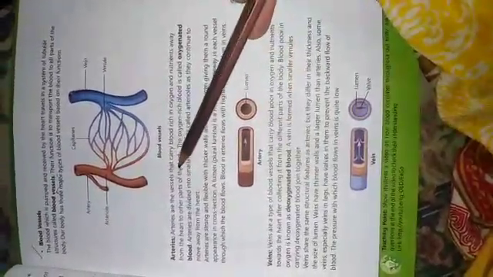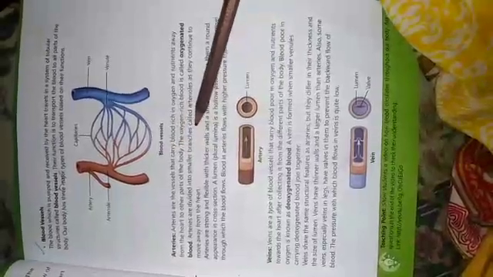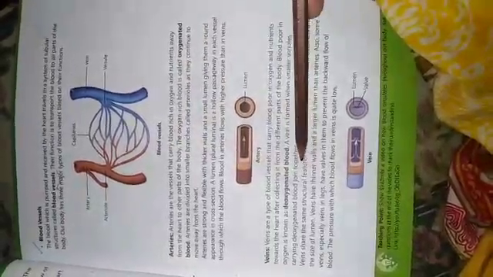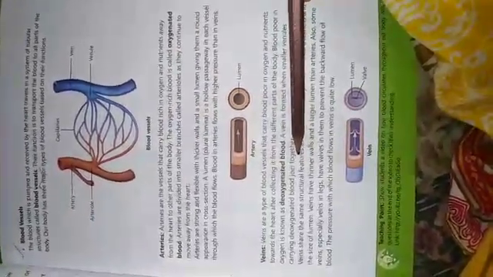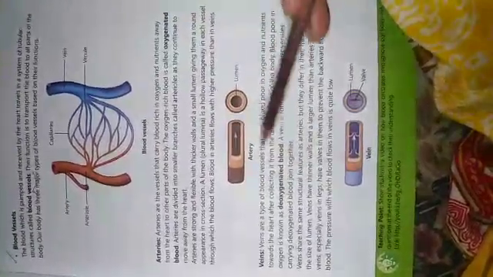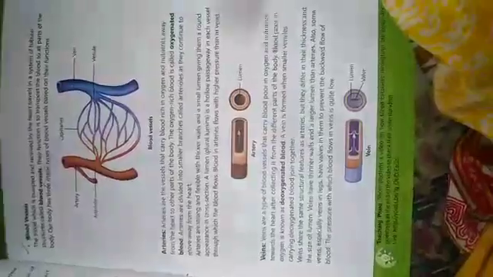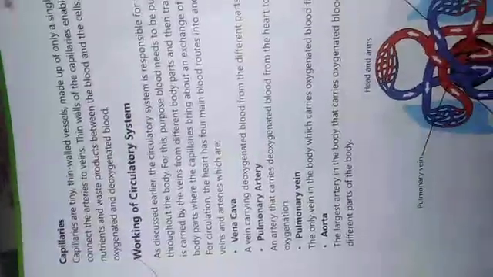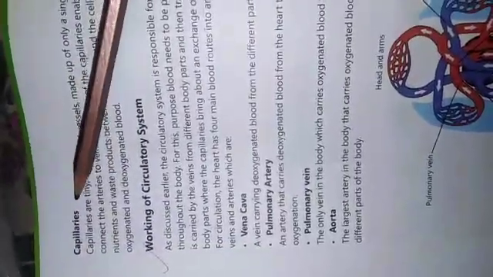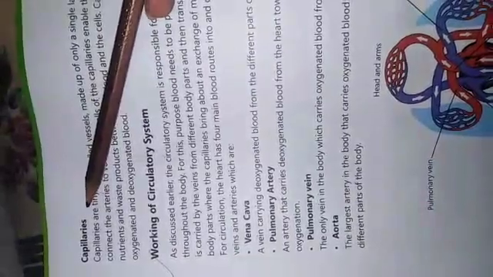So arteries carry the rich oxygenated blood and the veins contain the deoxygenated blood, and they collect it from the different parts of the body. And the third type of vessel is capillaries.